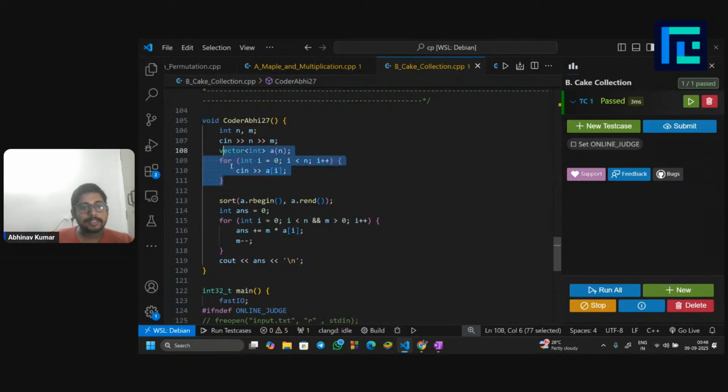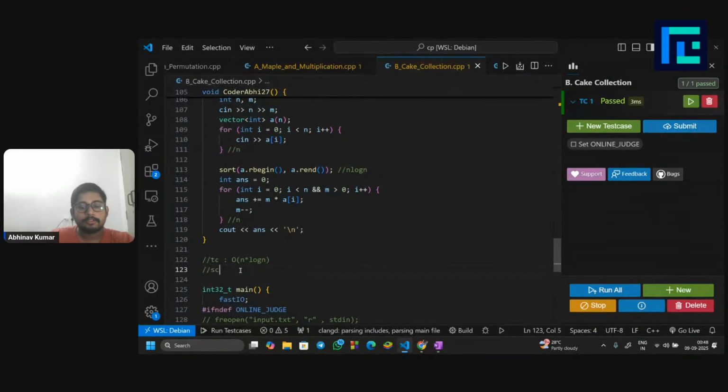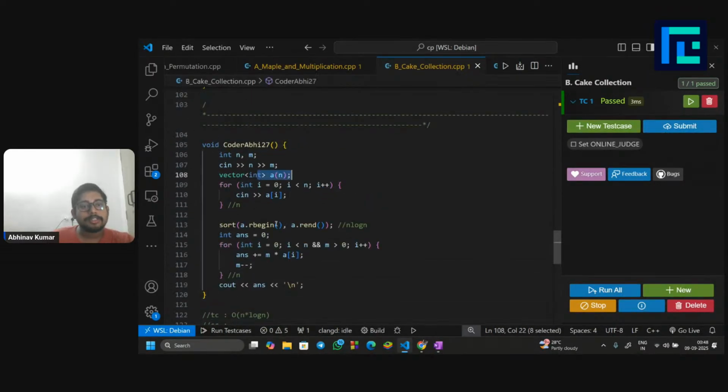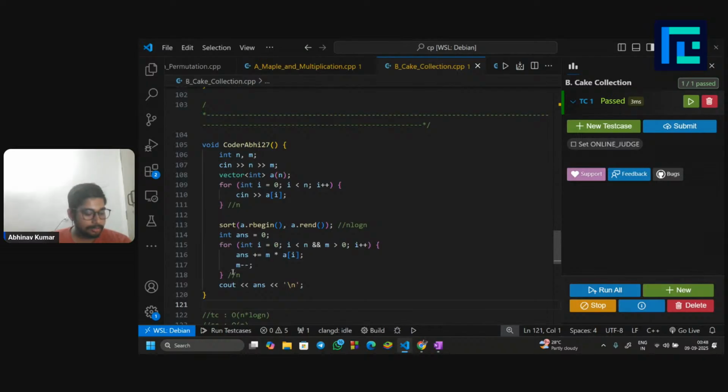If you analyze the time complexity, this input part is taking order of n time. This sorting would take n log n time, and this loop is running at max n times only, so this is order of n only at max. So your time complexity would be order of n log n. N log n is the worst case for sorting. And your space complexity: you are using the input array of size n, nothing else, so it is order of n. Okay, so I hope this problem is also clear. So I guess we can move to problem C.